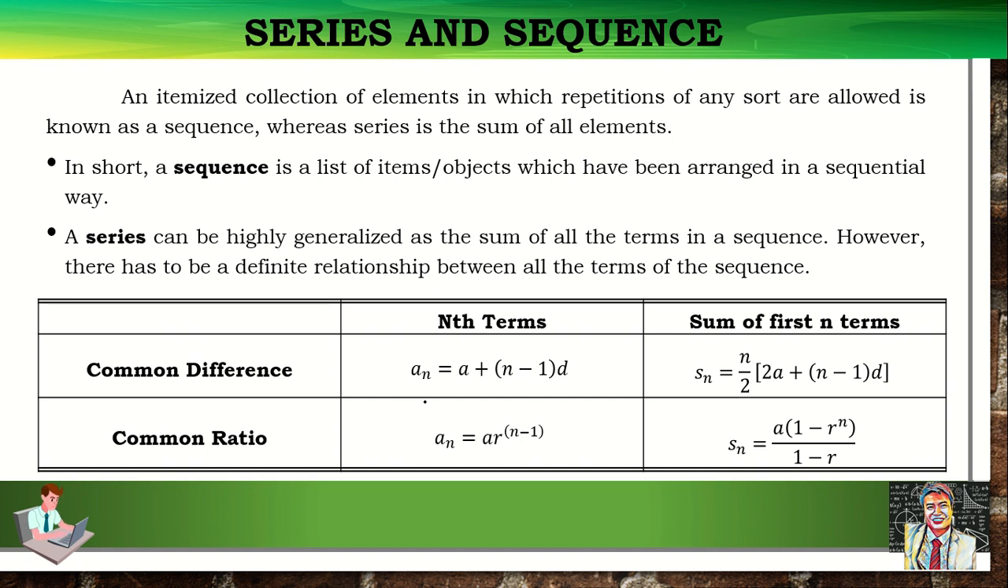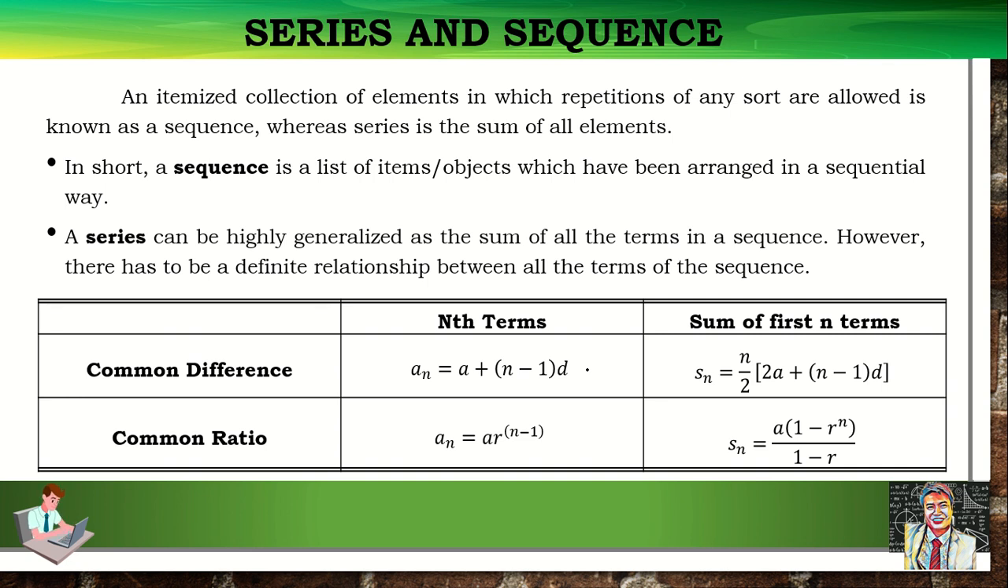Okay? A sub n, where A sub n represents the nth term. Kapag common difference yung meron sila, ayan, is equal to A plus the quantity of n minus 1 times d, where A is the first term, n is the number of terms, and d is the common difference.